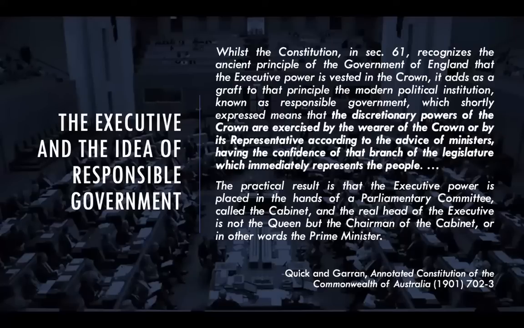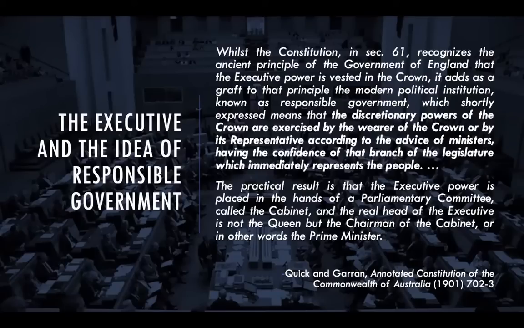According to Quick and Garran, Section 61 recognizes the principle of responsible government, meaning that the discretionary powers of the Crown are exercised by the wearer of the Crown or by its representative, the Governor-General, according to advice of ministers that have the confidence of the branch of the legislature, which immediately represents the people. Responsible government, together with representative government, federalism, and the separation of powers, is one of the most important constitutional principles.